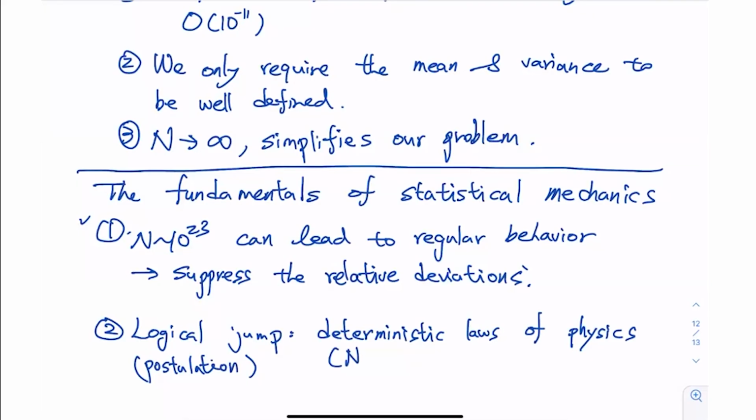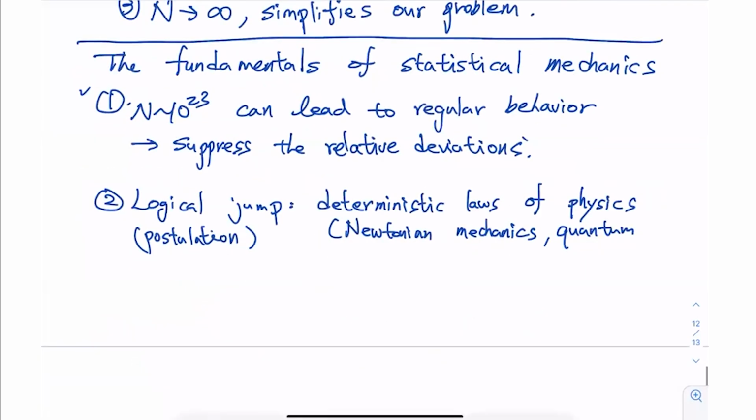Okay, examples including Newtonian mechanics, quantum mechanics, and electrodynamics. Okay, those are deterministic physics.